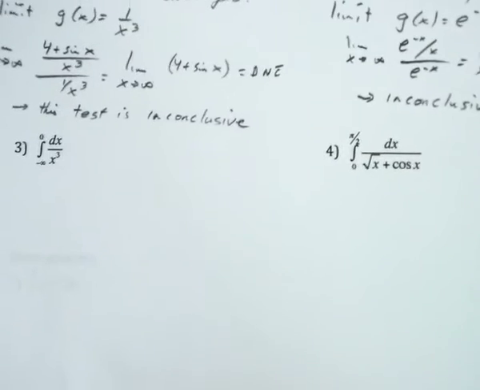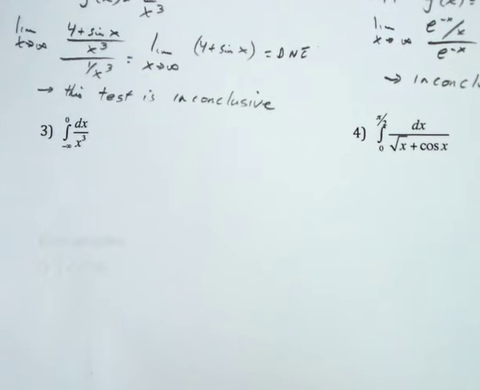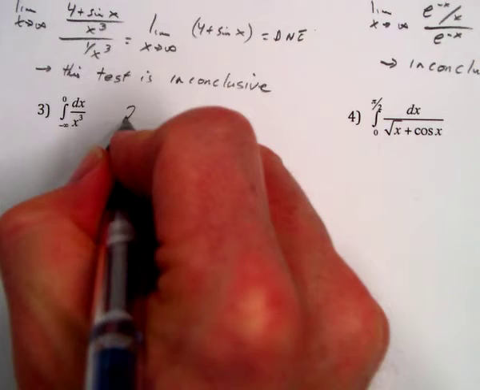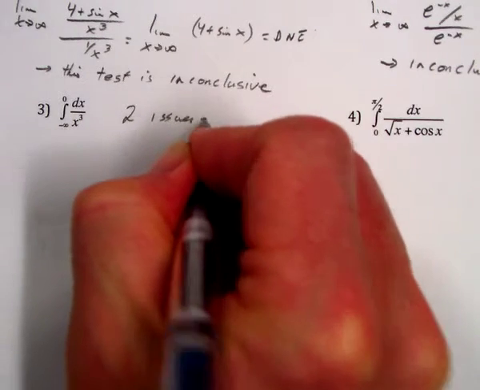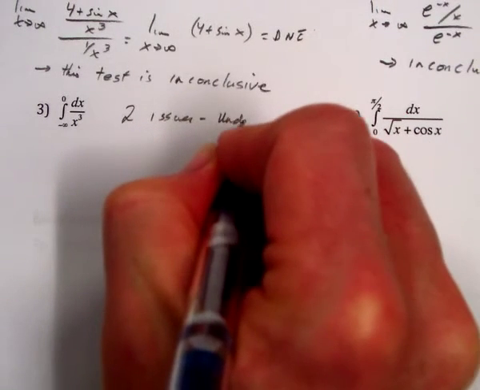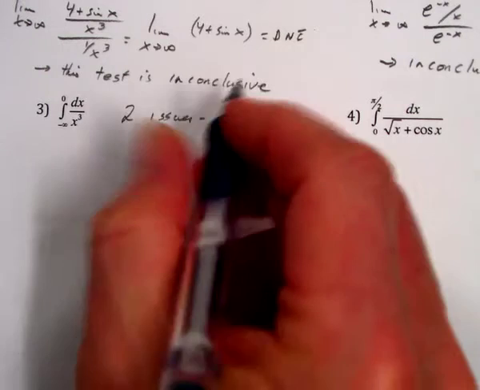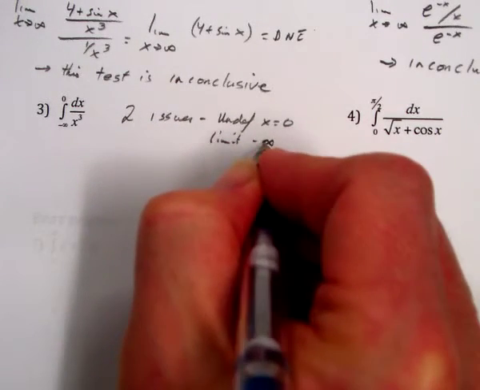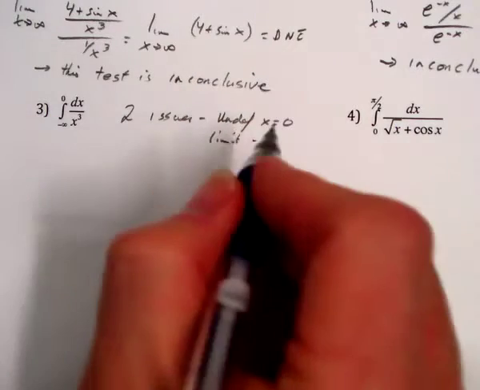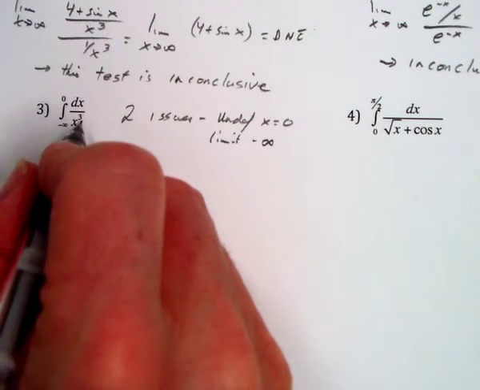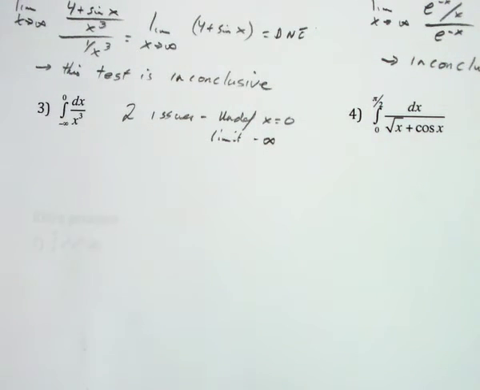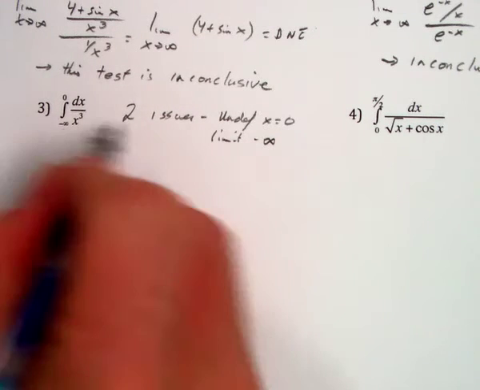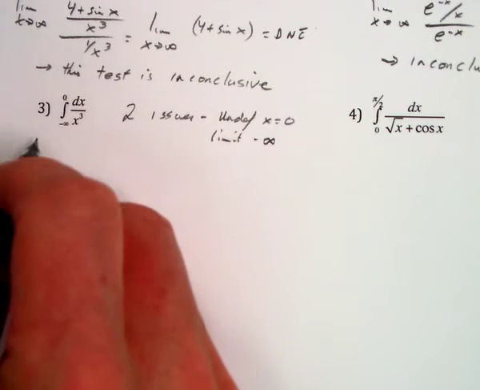Okay, next one, number 3. When we look at this, there's two issues. One of them, it's undefined at x equals 0, and we have a limit of negative infinity. So what we're going to need to do is break this up to deal with both of those separately, so we can have each one of those issues in a separate integral.